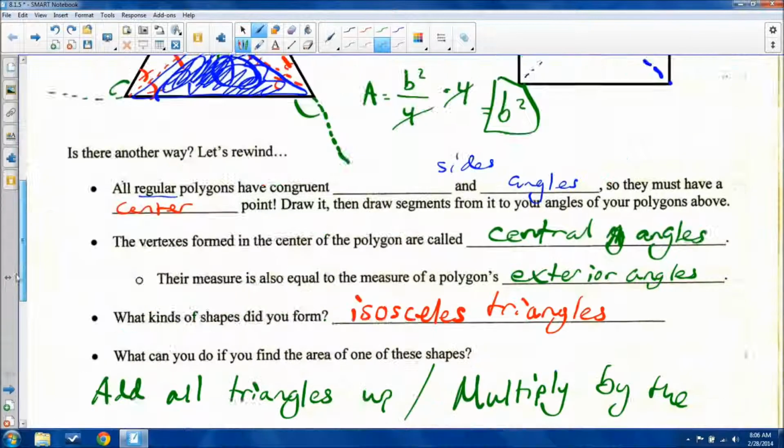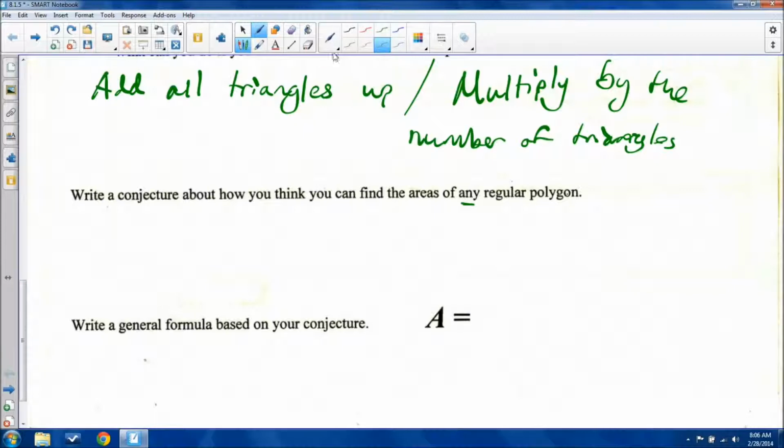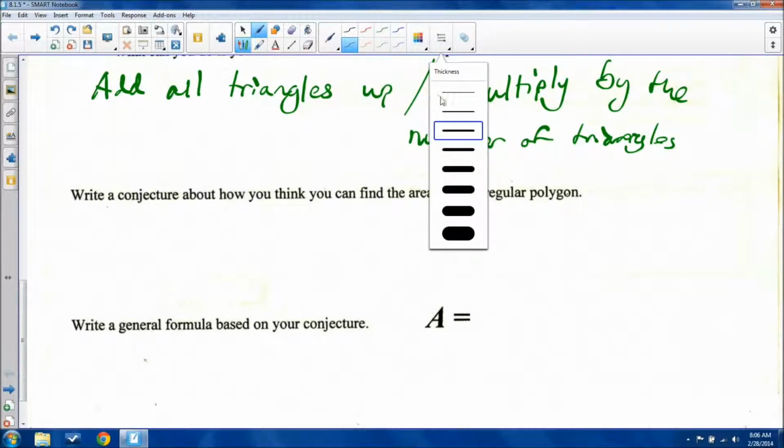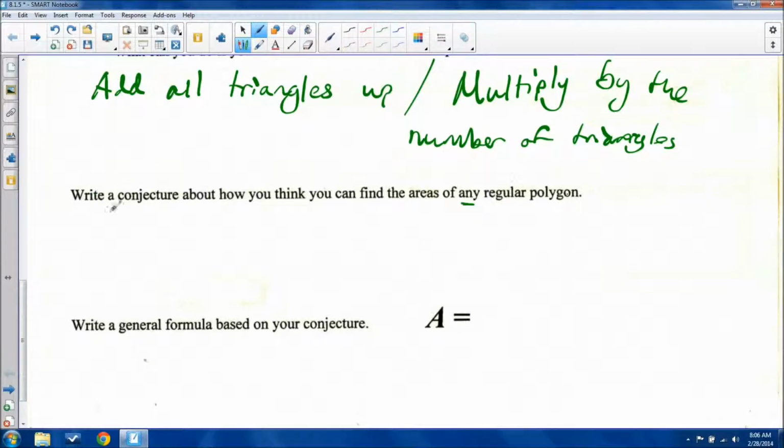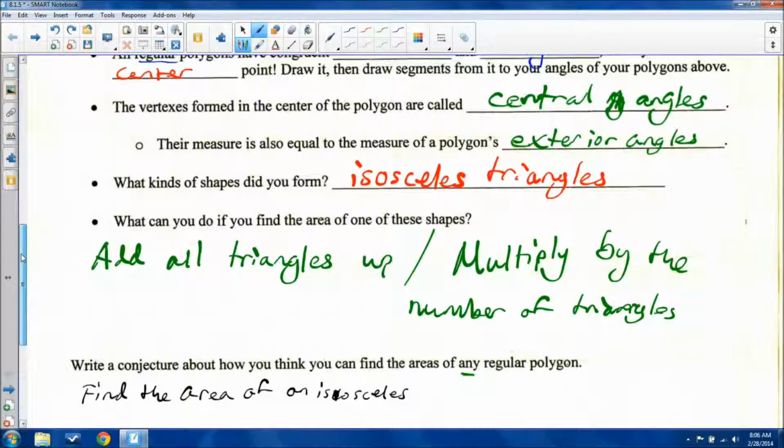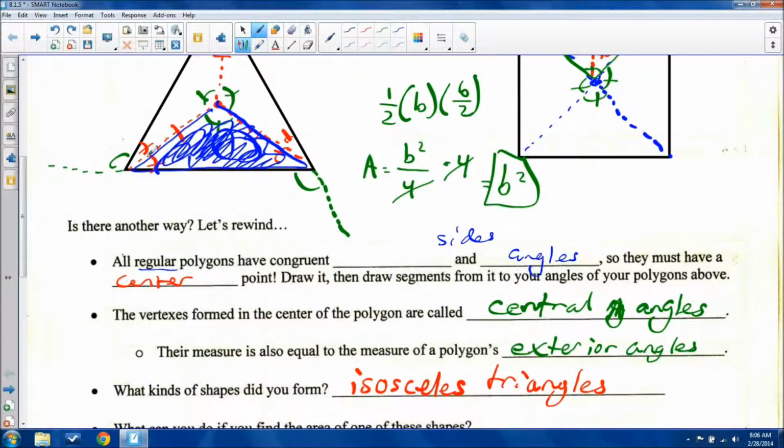So let's go ahead and write that conjecture. Write a conjecture for how we can find the area of any regular polygon. Find the area of an isosceles triangle. And by that, I hope you know what I mean, that we have to make them first. We have to draw them out from the center, or they might be drawn for us. But you have to start from the center and draw them out.